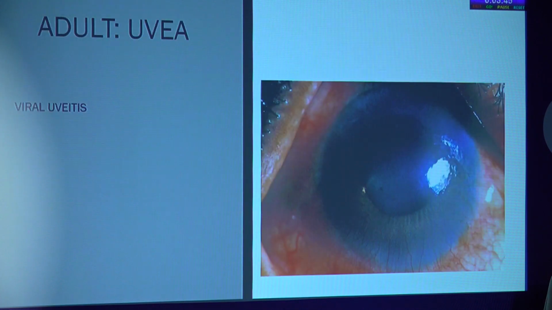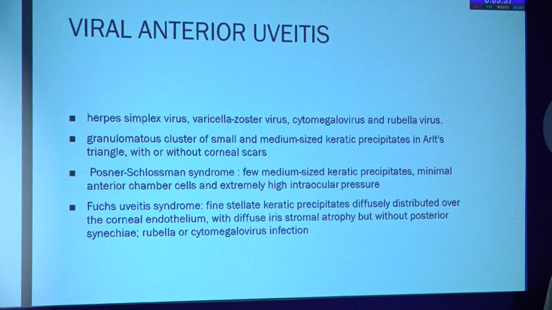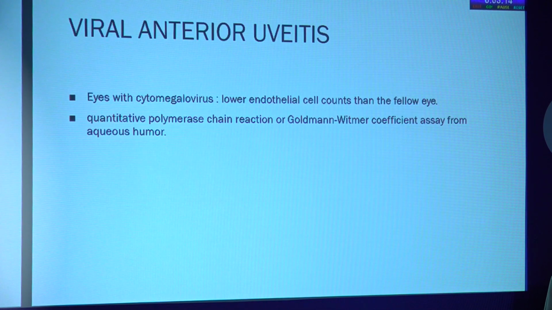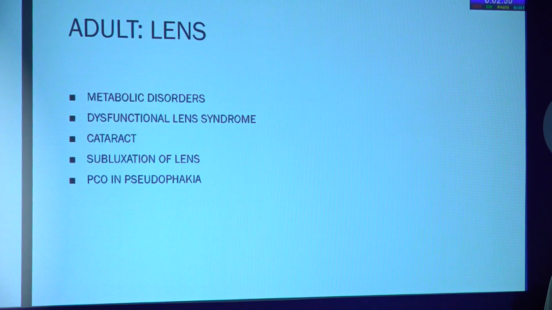Now, we are all familiar with uveitis, which looks like this, very, very angry, and the eye looks red. But not all uveitis are like this. There can be subtle uveitis, especially when you're dealing with viral anterior uveitis, which are caused by all these viruses. Only a careful examination will reveal a granulomatous cluster of small or medium-sized KPs in the Arlt's triangle. Posner-Schlossman syndrome and Fuchs uveitis syndrome also can present as very, very quiet eyes. So one examination point which you can look for, especially if you're suspecting a CMV uveitis, is that the endothelial cell count of the affected eye is usually lesser than that of the fellow eye. But for a definitive diagnosis, you require a polymerase chain reaction or a Goldmann-Witmer assay.